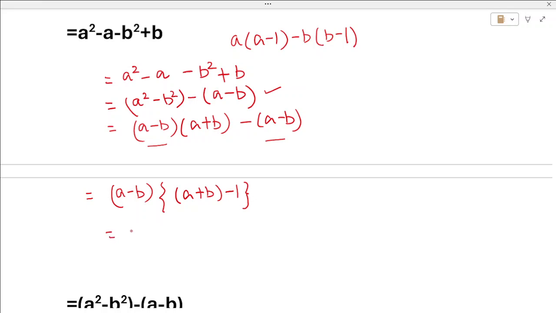Okay, now open the bracket inside. It will give you a plus b minus 1. So this is the answer for the above question.